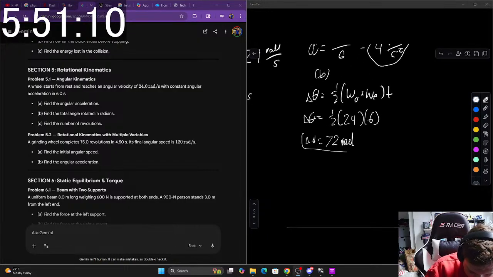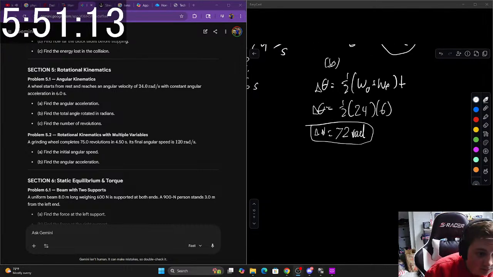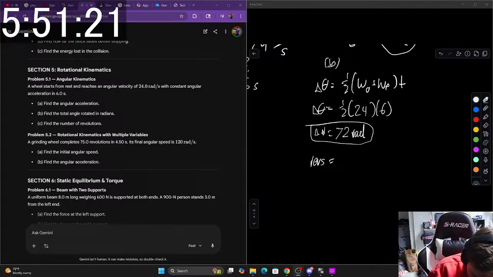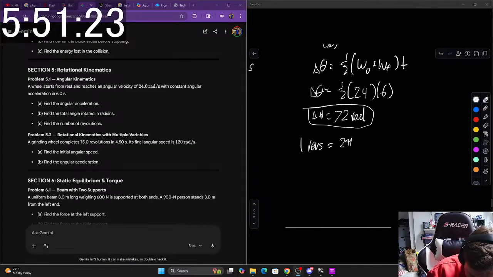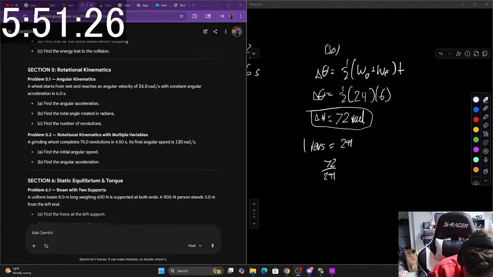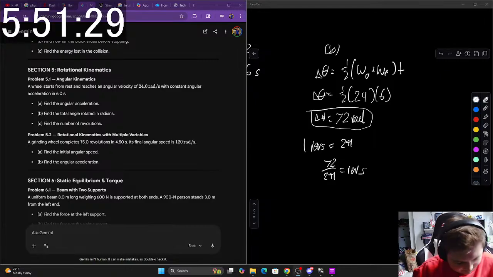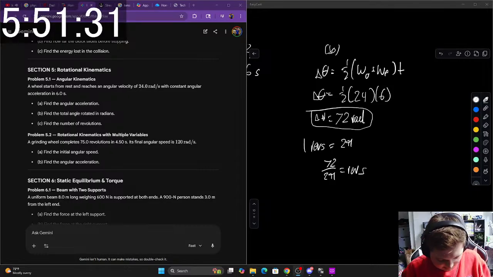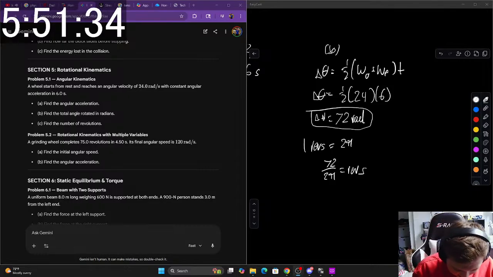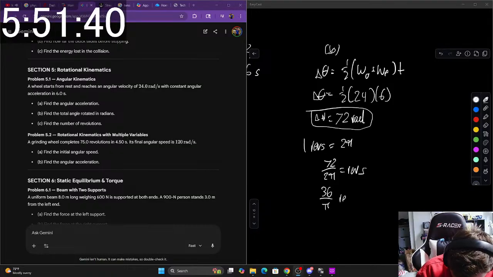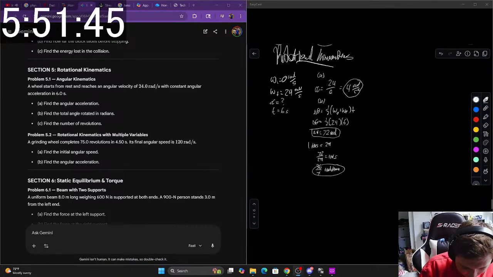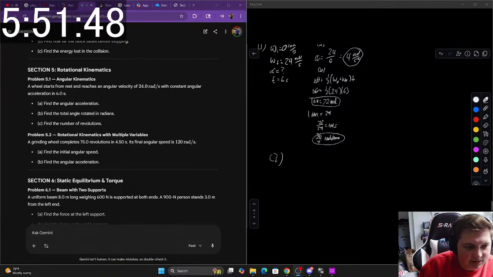So, okay, if they went 72 radians, and revs is equal to 360 degrees, so 1 rev equals 2 pi radians. So, how many revs, right? Yeah. Which is 36 over pi. Okay. That was pretty easy, as long as I got it right.